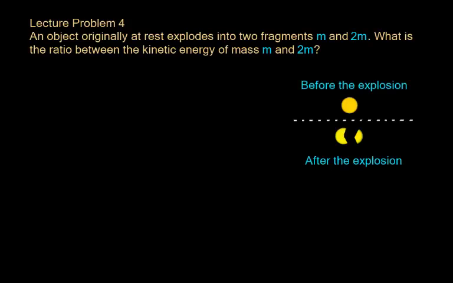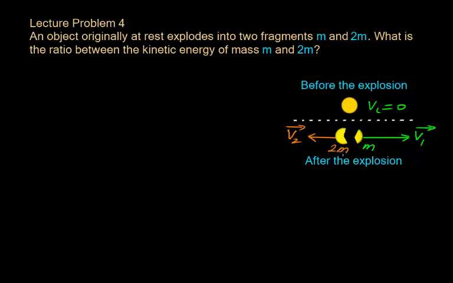Before the explosion, the object is initially at rest, therefore its initial velocity is equal to 0. After the explosion, if I assume that the smaller piece is going to move towards the right with the velocity v1, the other piece, the bigger piece, has to move towards the left with a different velocity v2.